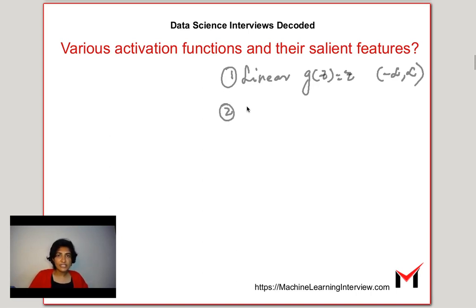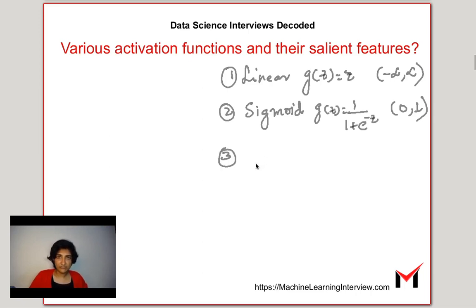Another popular activation function is the sigmoid activation function. The sigmoid activation function has the form g of z equals 1 by 1 plus e power minus z and takes values in between 0 and 1. The sigmoid is not a linear function. It's a non-linear activation function.